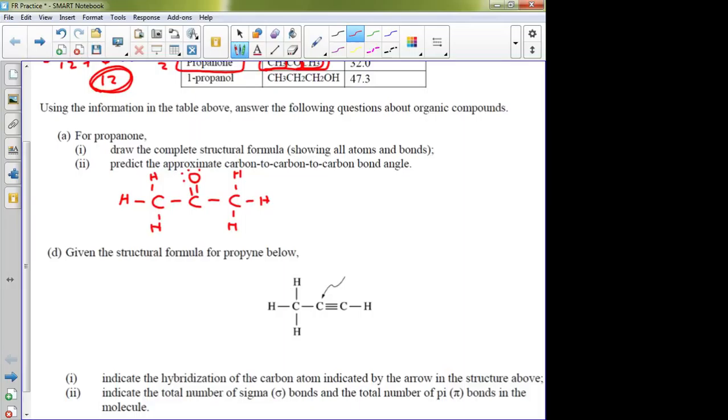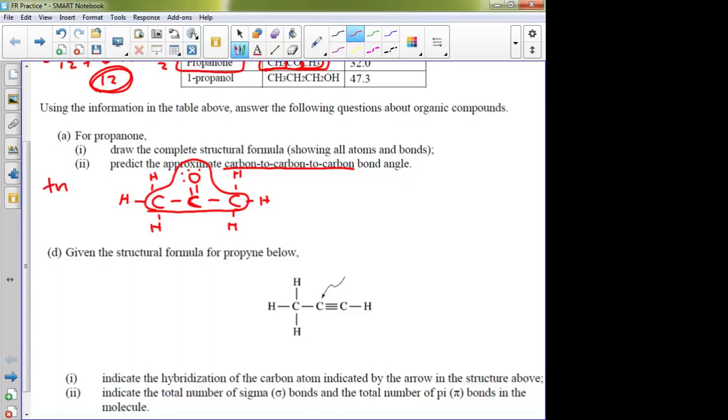Then it asks you to predict the carbon-to-carbon-to-carbon bond angle. So that means I only had to look at my middle carbon and say, what is the angle going to be here? So I notice how many things are bonded to my central carbon? 3. Okay, I've got a carbon, an oxygen, and a carbon bonded to the central one. Are there any lone pairs on the central carbon? No. Okay, so what shape is this?